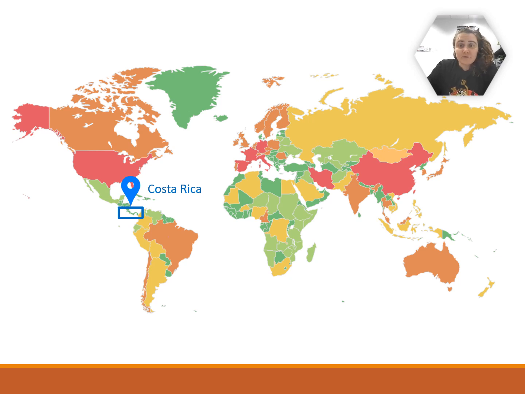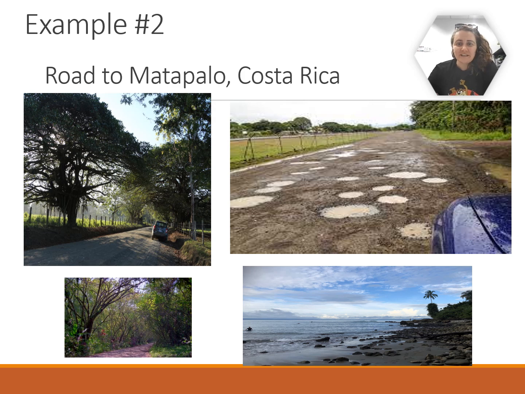So the next example comes from Costa Rica. I did not actually go down here for an engineering project. I went down for vacation, but my engineering brain does not turn off. And so I ended up with this example of the road to Matapalo in Costa Rica. This is a very rural community that's known for a lot of ecotourism. It's a gorgeous place. This beach down here in the bottom is a location where they teach surf lessons.